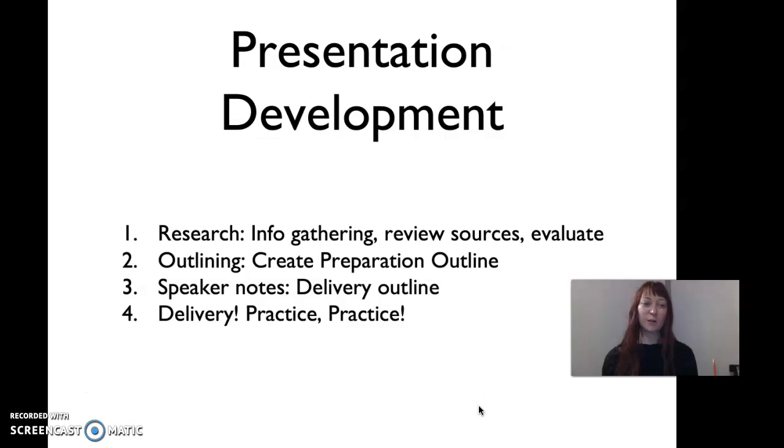So first of all, you'll want to start with your research, information gathering, reviewing sources, evaluating sources, then outlining, creating your preparation outline, and then your speaker delivery notes that are based on your preparation outline. And then of course delivery and practice, practice, practice.